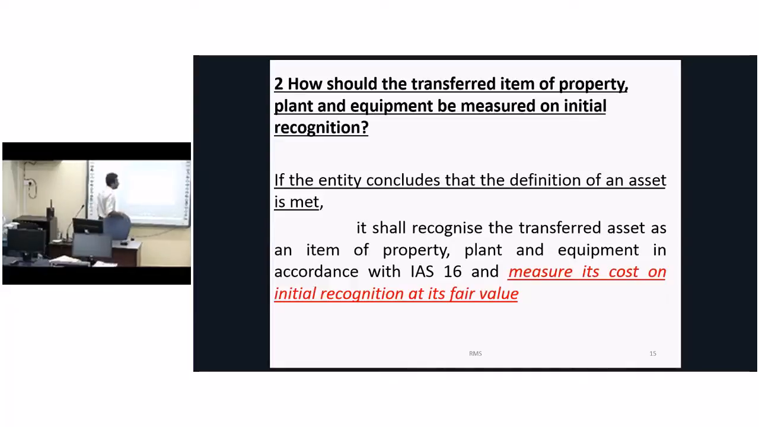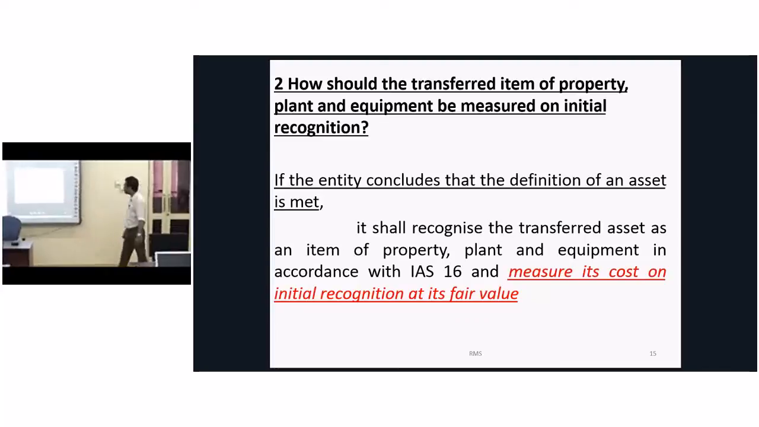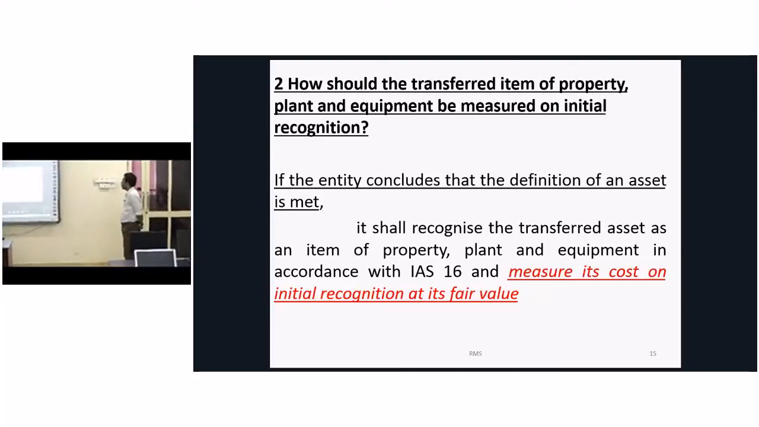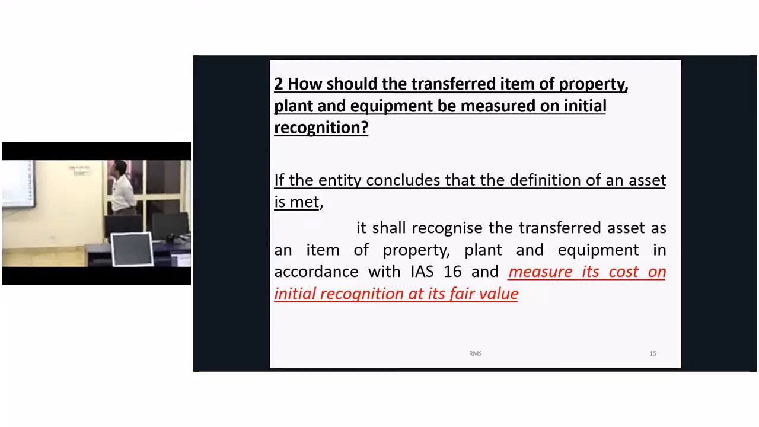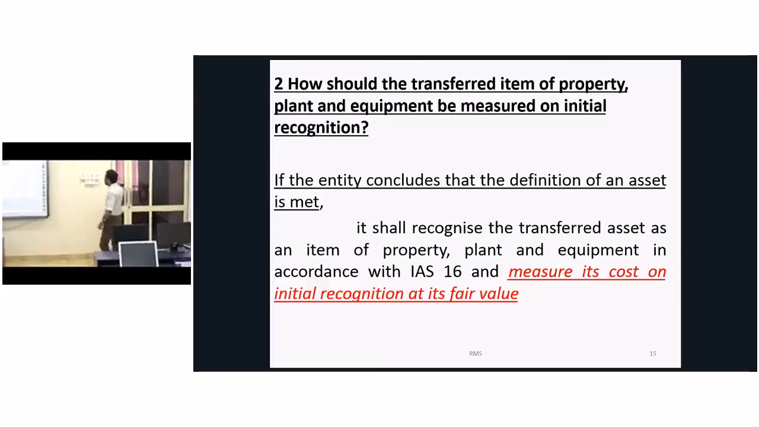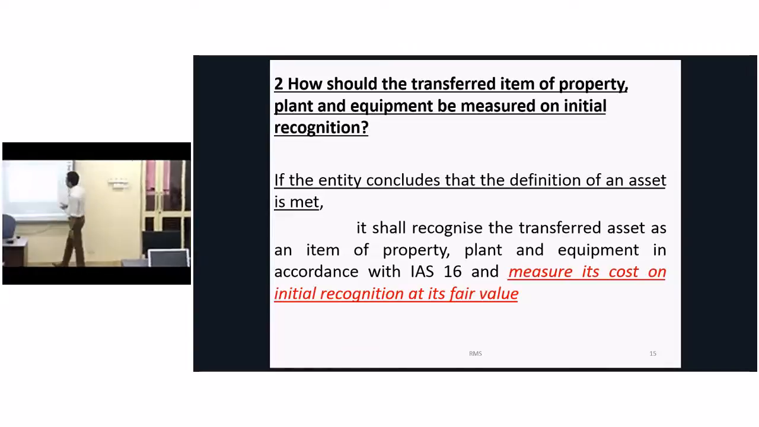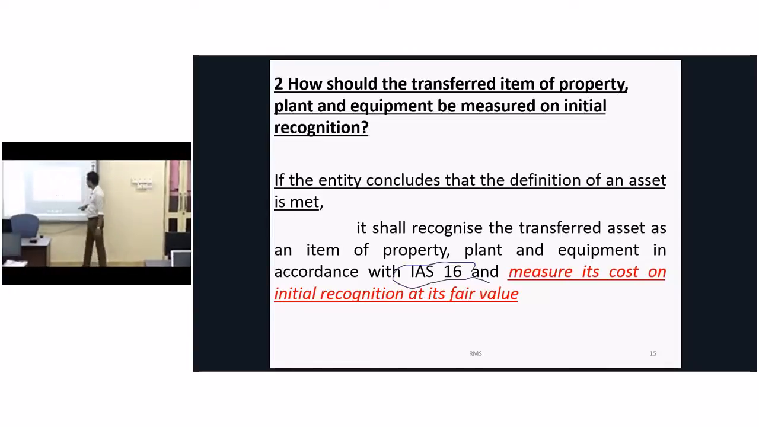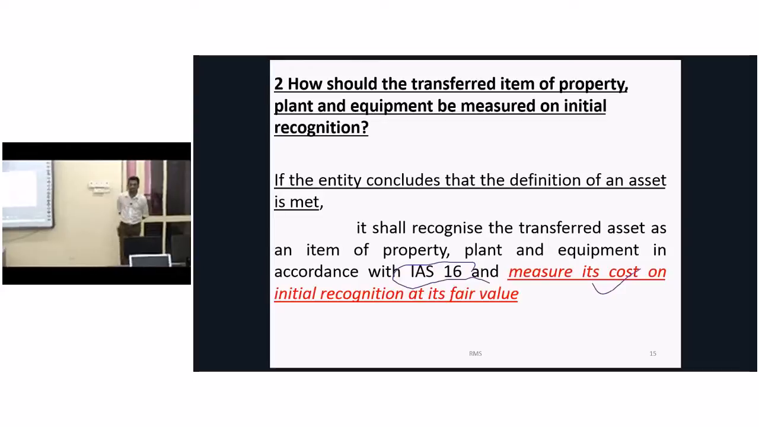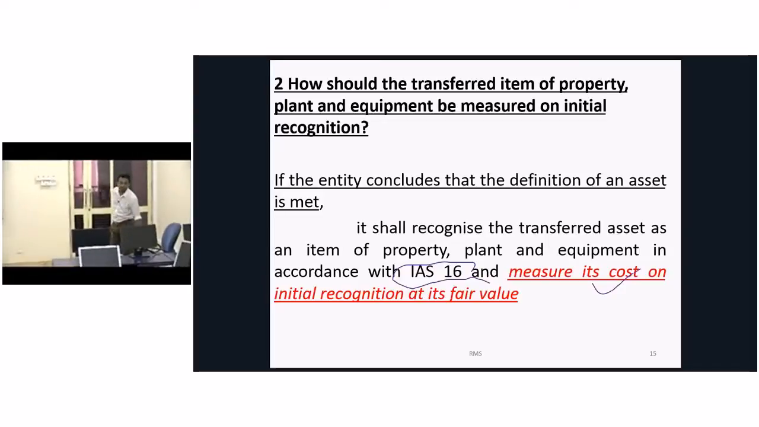If it is recognized as property, plant and equipment, how do you measure it? Look what it says. If the entity concludes that the definition of asset is met, it shall recognize the transferred asset as an item of PPE in accordance with IAS 16, and measure its cost on initial recognition at its fair value.